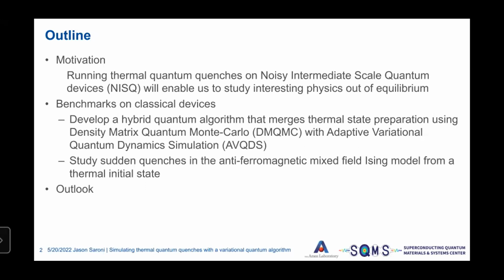To do this, we'll do benchmarks on classical devices. In particular, we develop a hybrid algorithm that combines thermal state preparation using density matrix quantum Monte Carlo with a variational quantum algorithm called adaptive variational quantum dynamics simulation. We use this to study sudden quenches in the antiferromagnetic mixed-field Ising model from a thermal initial state. And finally, I'll give an outlook of what we can do next based on the results that I'll present.